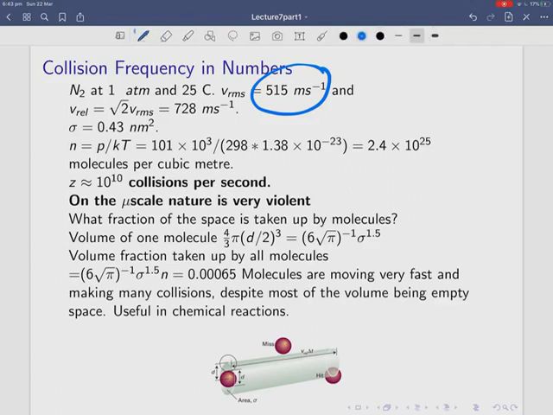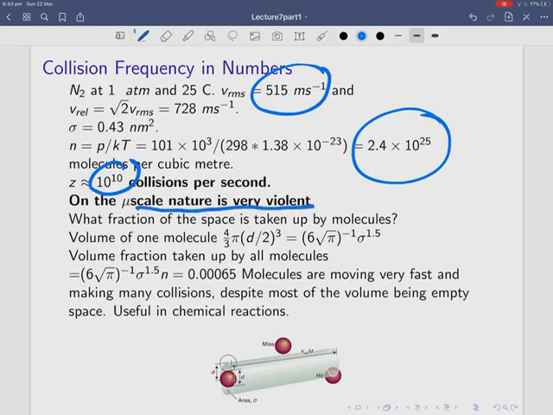And the number of molecules per cubic meter we can just get from the ideal gas law, and it's big, 2.4 times 725. If you plug all those numbers in, we get a rate of collisions which is incredibly high, 10 to the 10 collisions per second for a single nitrogen molecule. Okay, that's a lot. Okay, so on the microscale, nature is very, very violent.